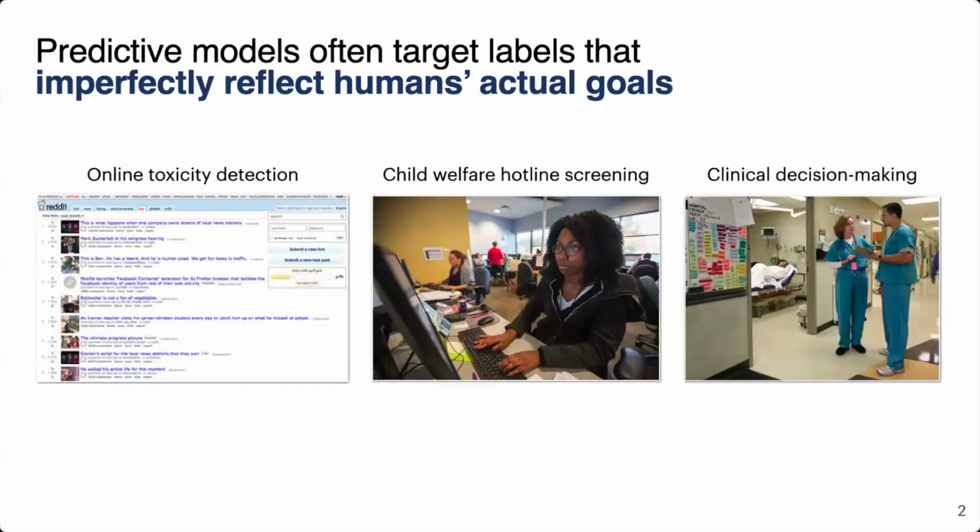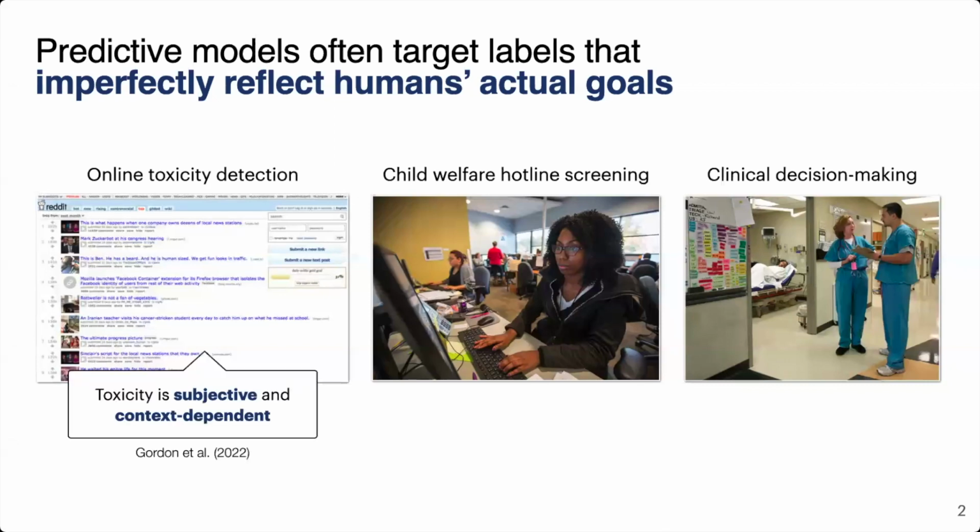And this is a really important area because oftentimes predictive models target labels that imperfectly reflect the goals of human decision makers. So for instance, the toxicity labels that are targeted by content moderation tools often reflect the subjective and context-dependent opinion of the person who annotated an example as toxic or non-toxic, rather than a ground truth notion of toxic or not toxic. Similarly, here in Allegheny County, actually in Pittsburgh, models that are used to support social workers in child maltreatment screening often predict the risk that a child will be removed from their home within 2 years. And social workers themselves have reported that this actually differs from their own goals of assessing immediate threats to child safety.